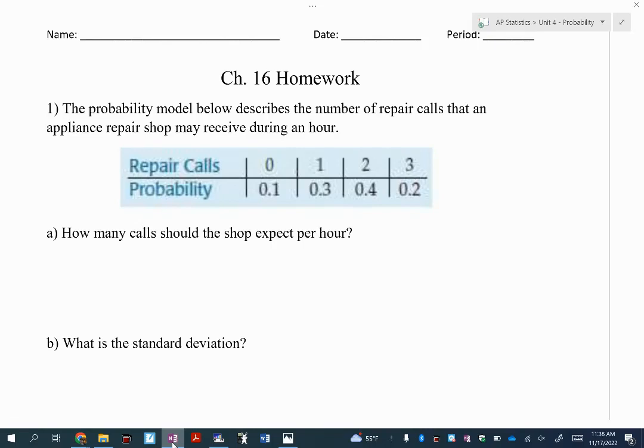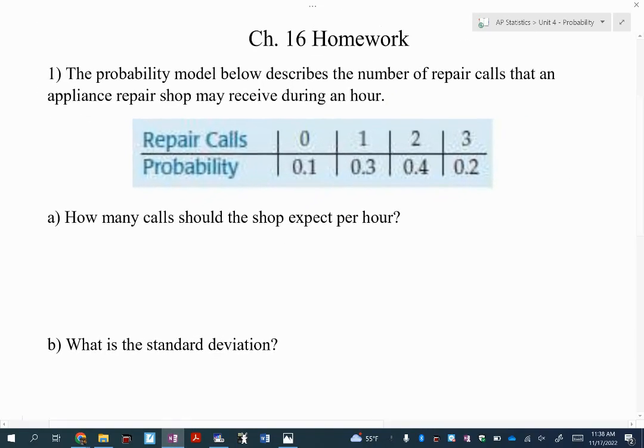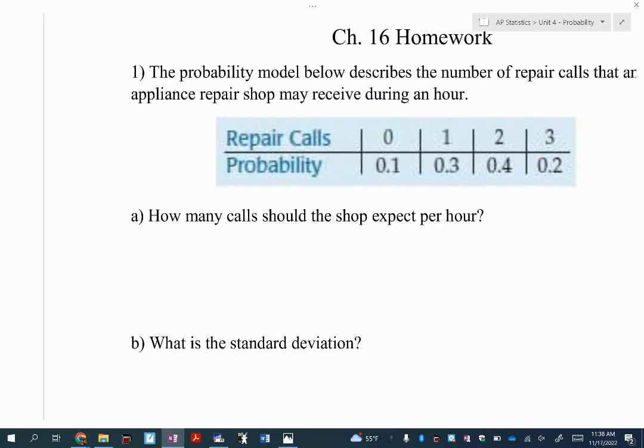In the lecture notes, we're going to be looking at a probability model. Here's that table. This is for the number of repair calls that an appliance repair shop may receive during 1 hour. I don't know what hour, so that would probably change it, right? Lunch hour, morning, evening. So your possible values for your random variable, how do we want to label it? What letter do you want to use? X. That sounds good. All right, so we'll use X.